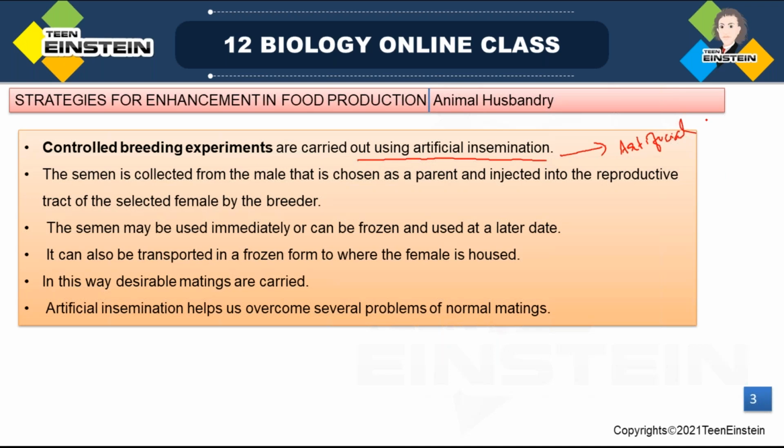Based on that, the characters are bringing a new breed, a new individual. After fusing that egg and sperm, both qualities, characters or traits will get united in the new organism. Okay.